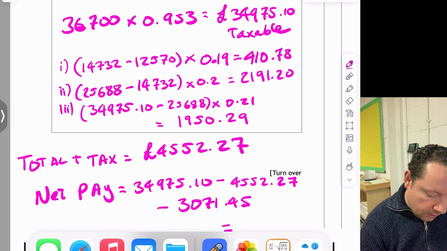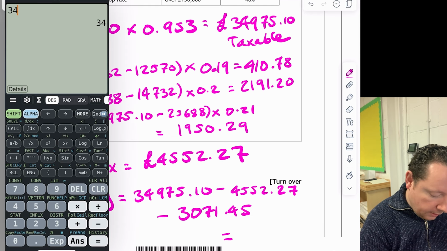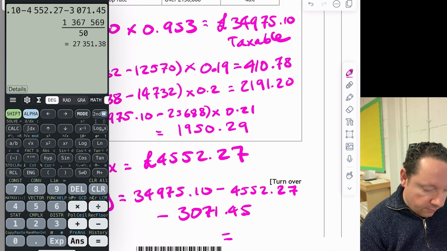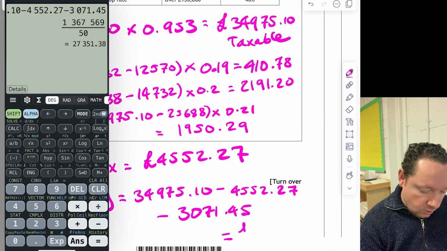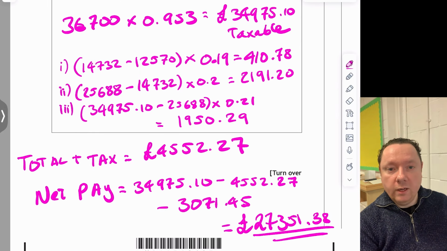So getting the calculator and being careful I put everything in right. 34,975.10 minus 4552.27 minus 3071.45 equals 27,351.38. So pound sign 27,351.38. Okay, let's briefly go over where you're getting the marks for this.